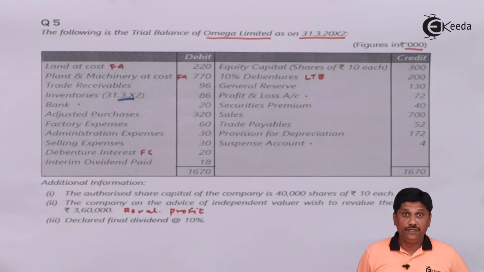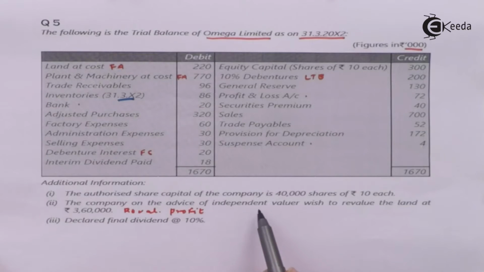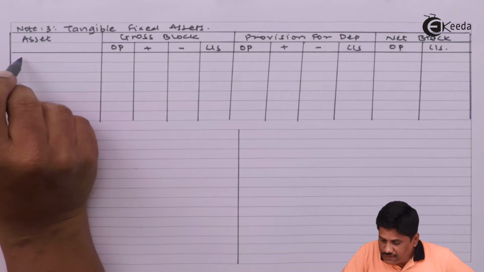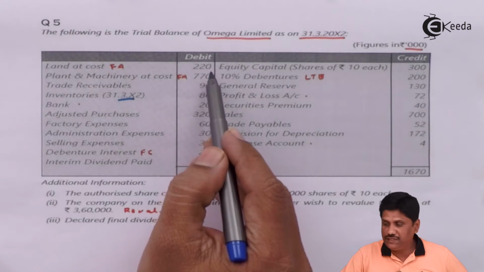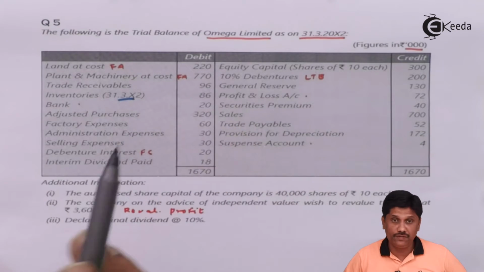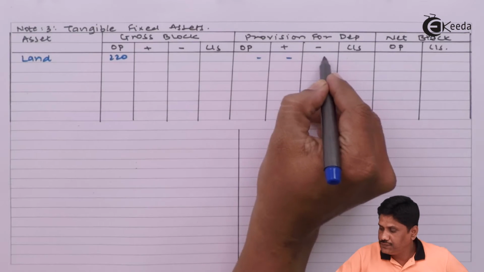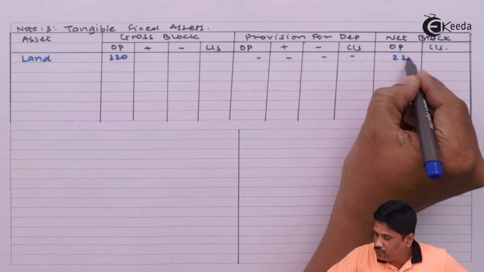Next information given in your example number 2. Company, on the advice of an independent valuer, wishes to revalue the land at rupees 3,60,000. So land has to be revalued. Firstly I need to go to a fixed asset note. Here I will write land. Friends, in my balance sheet land at cost is given 220, that is your opening balance. There is no PFD on land. So opening net block or WDV of land will be 220 only.